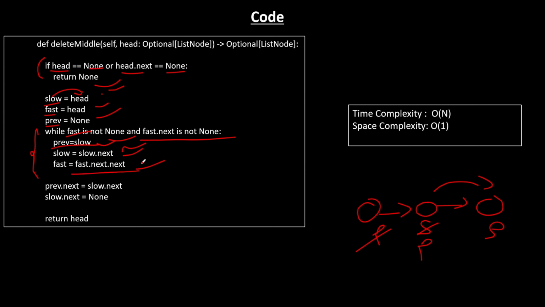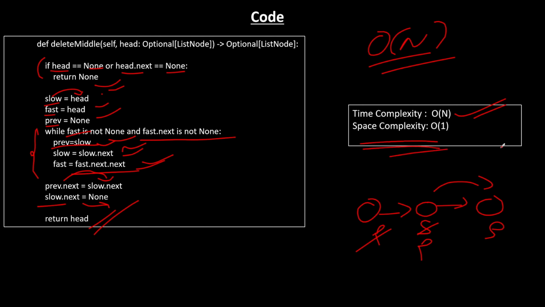So fast.next.next. And when this complete iteration is done, we point the previous's next pointer to the slow's next pointer, and slow's next pointer is pointed to None, and we return the head. The time complexity of this is O(n) because we only iterate one time, in one pass, and there is no extra space used here, right? So I hope you understood this code explanation. Now let's move to the next slide.